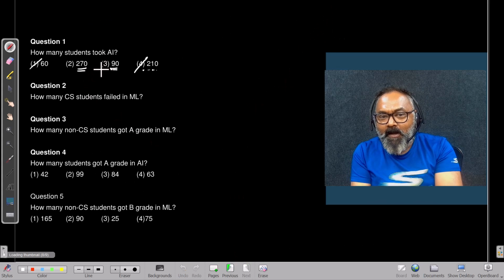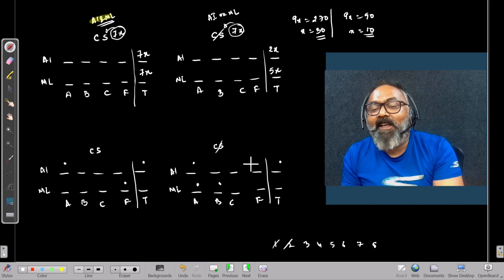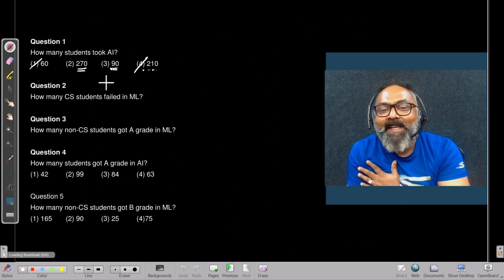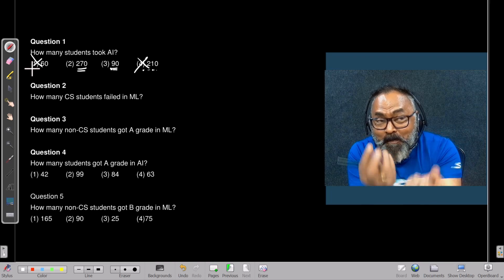We've got one more data, which is 90. If 9x is equal to 90, x will be equal to 10. These are the only two possibilities. I think sometimes the question also gives us some data. We should not miss it from the question.